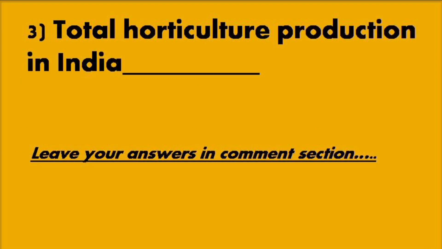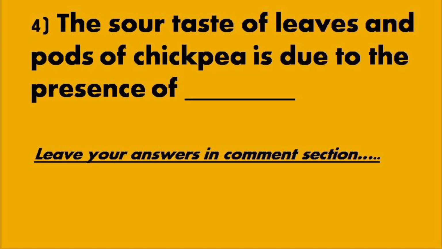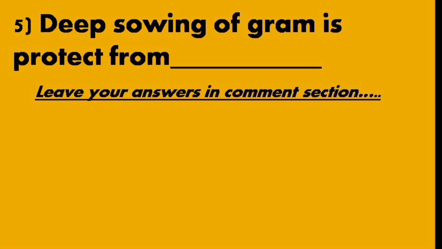Third question. Total horticulture production in India dash. Fourth question. The sour taste of leaves and pods of chickpea is due to the presence of dash. Fifth question. Deep sowing of gram is product from dash.